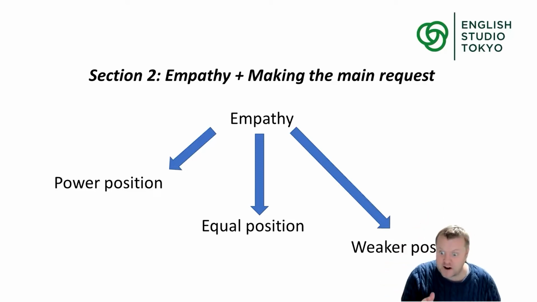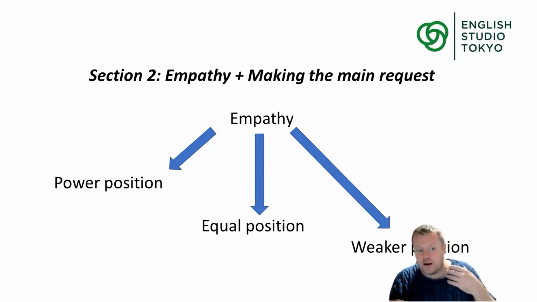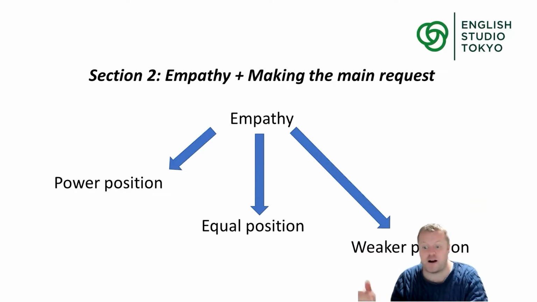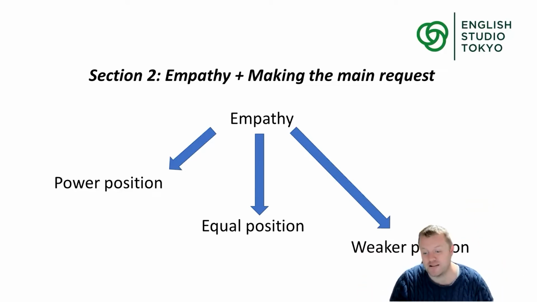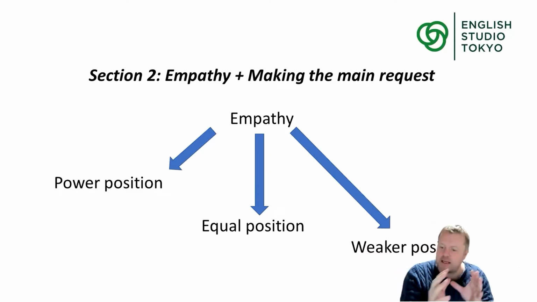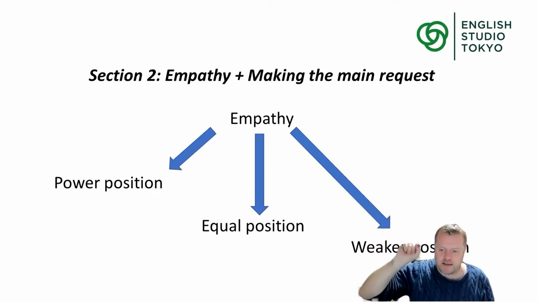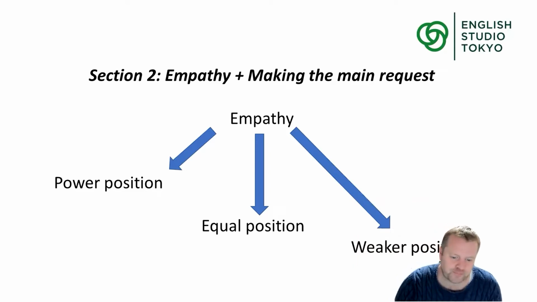Our hierarchy, am I the CEO, am I an entry-level staff member, versus the scale of the request. And if it's big power distance and a small request, then it's a power position. If it's a big power distance and it's a big request, maybe it's an equal or weaker position. So we have to be considerate. So two steps, empathy and then request. And we're going to look at three different nuance types.